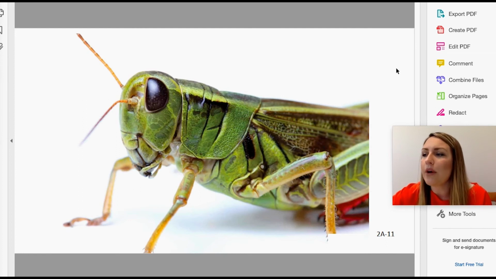What other body parts do humans use to sense things or learn more about our surroundings? That's right, our ears, our eyes, our nose, our mouth, and our skin. Well, what is the middle part of the insect's body called?